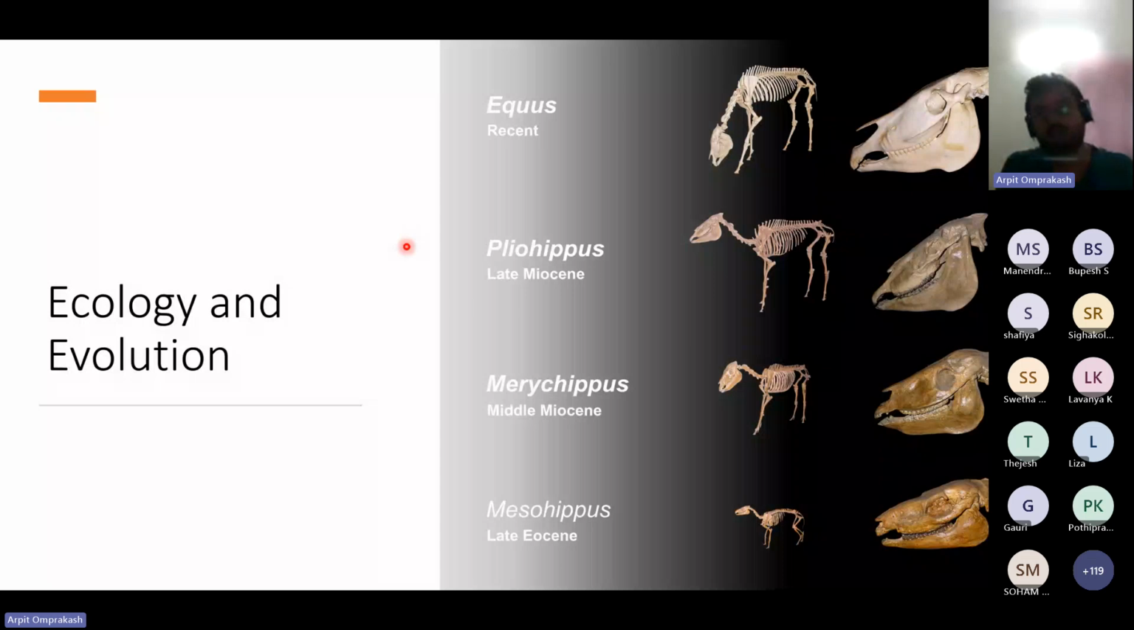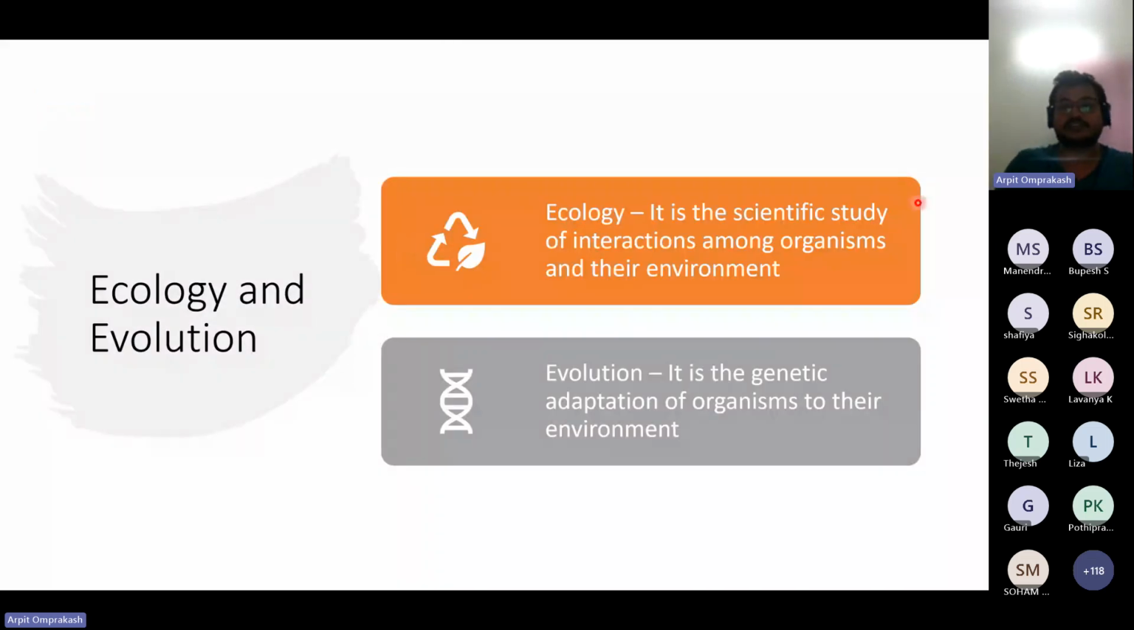In the next part of the week, we talk about ecology and evolution. Basically, we first understand what is ecology and what is evolution. Ecology is the scientific study of interactions among organisms and their environment, as we were talking about. And evolution is the genetic adaptation of organisms to their environment.